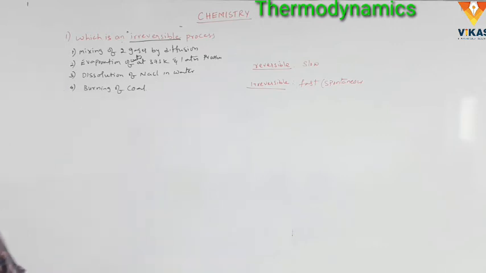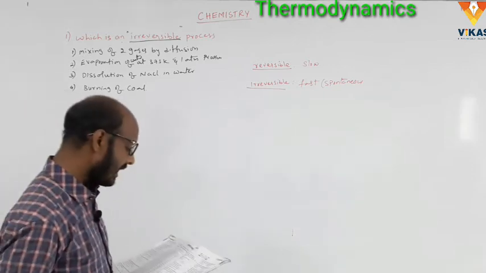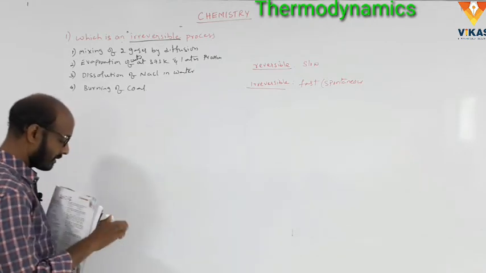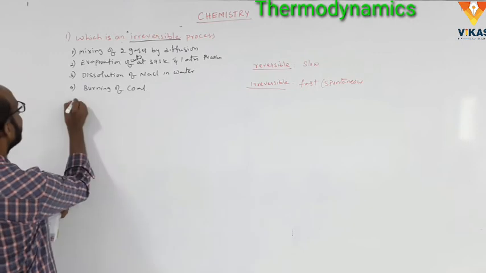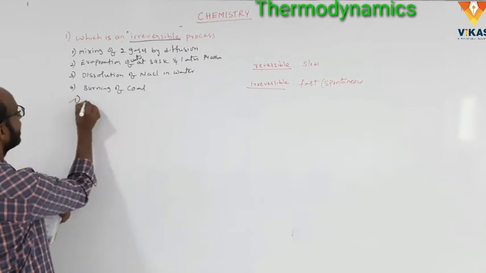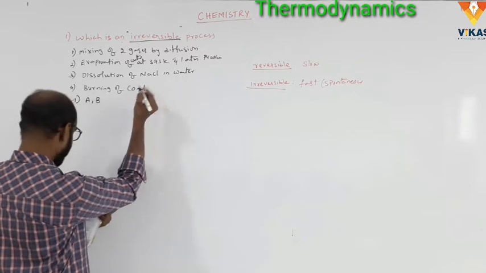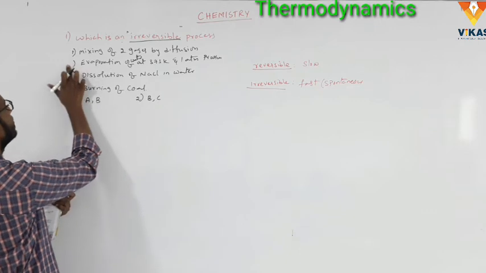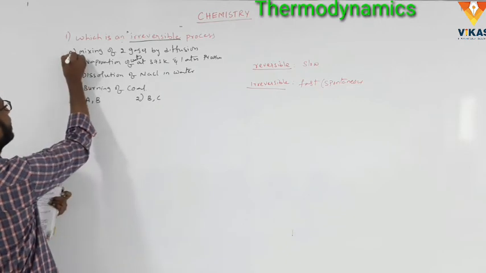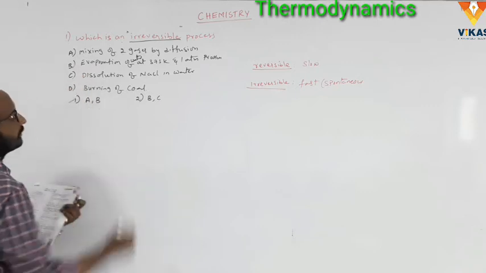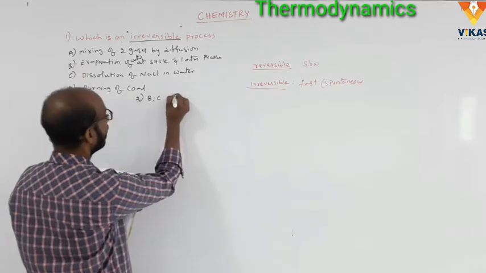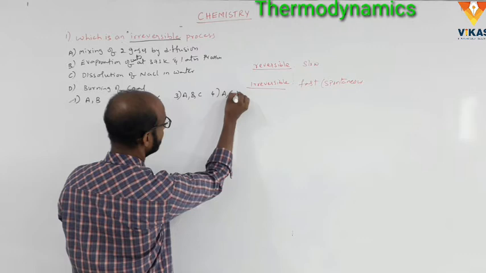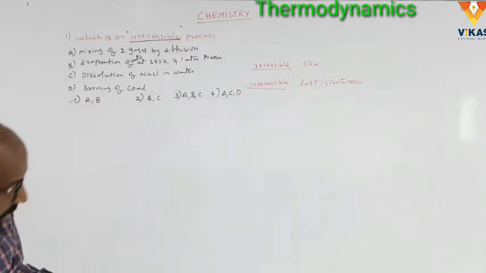Once again, the question: which is an irreversible process? We have 4 options, and we give them as letters. One is AB, two is BC, third one is ABC, and fourth one is ACD.